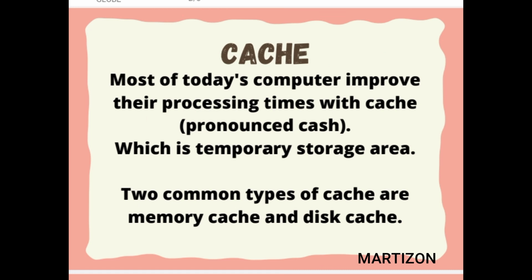Cache. Most of today's computers improve their processing times with cache. Pronounced "cash," cache is a temporary storage area. We have also the two common types of cache: memory cache and disk cache. Memory cache helps speed the process of the computer because it stores frequently used instructions and data. Most personal computers today have two types of memory cache.